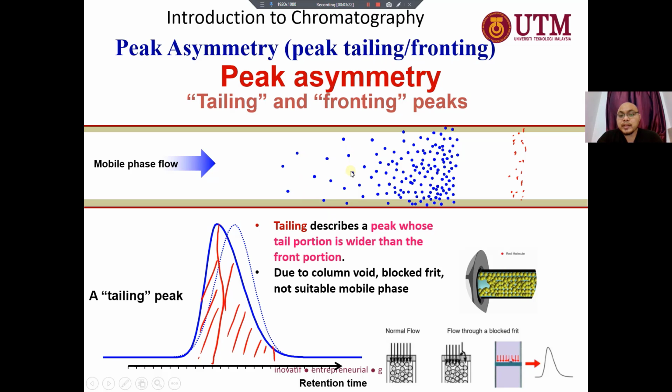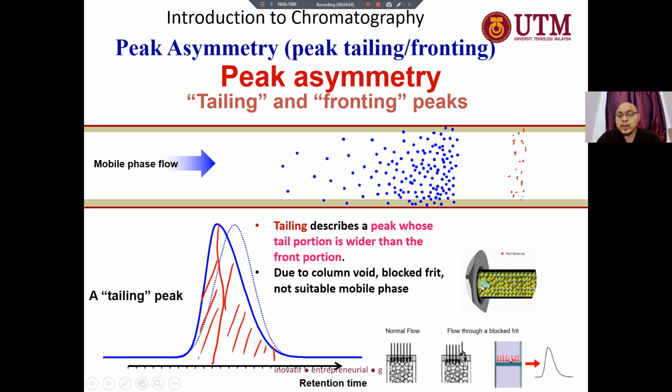The tailing peak asymmetry is due to column void, blocked frit, or an unsuitable mobile phase system. Here is an example figure where we have the column void. Some of the analyte enter too fast, and some of the analyte will move through the column along its supposedly natural path. So we have the column void over here.